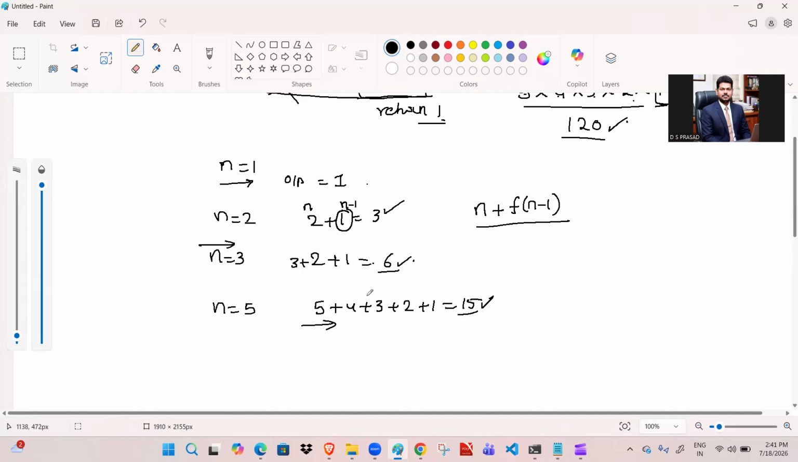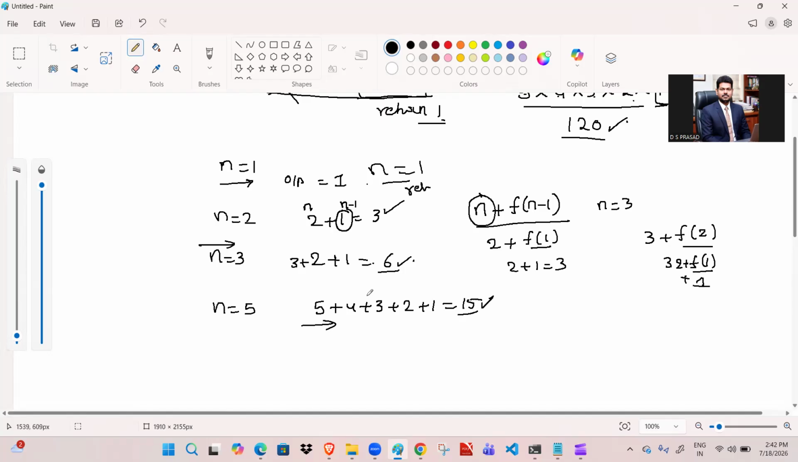Let's take n equal to 2: 2 plus f of 1. Whenever n equals 1, we return 1 only, so 2 plus 1 gives 3. If n equals 3, then 3 plus f of 2. Again, f of 2 is 2 plus f of 1, and f of 1 is 1 only. So 1 plus 2 is 3, and 3 plus 3 is 6. This is the output.